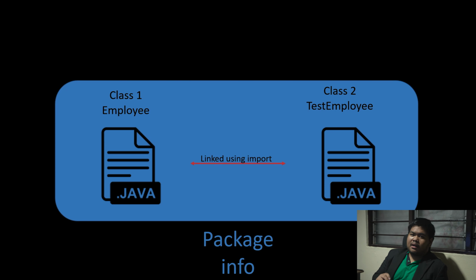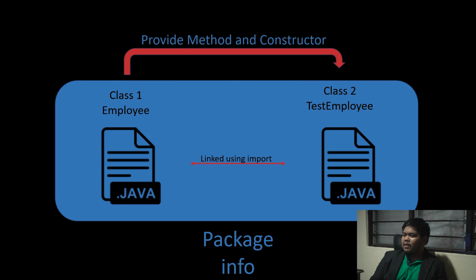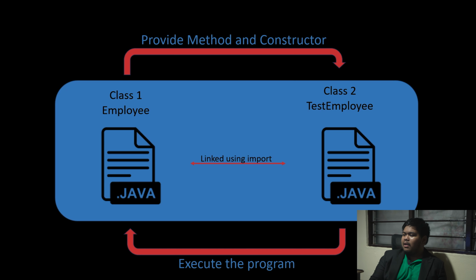So in class 2, test employee, we have to import info.employee. Then it will be linked. So we can use some methods inside of the employee class, inside of class 2, which is the test employee. Right. Here we can see that class 1 will provide methods and constructor to test employee, and test employee will execute the program.